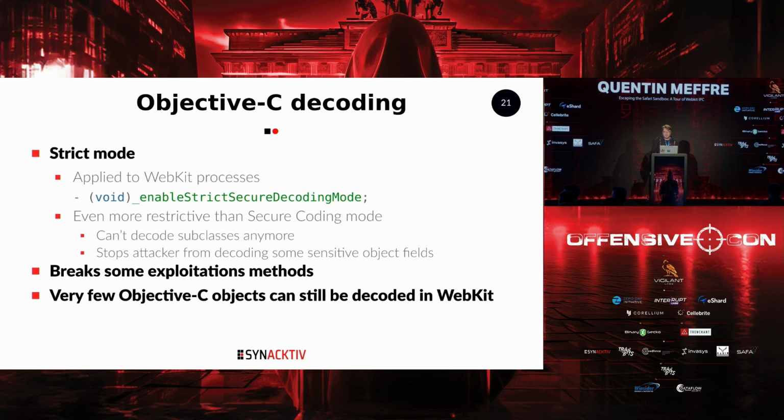This new mode is even more restrictive than the secure coding mode we saw previously, because now the decoder can't decode subclasses anymore, and this mode also stops attackers from decoding some sensitive fields of some objects. Well, with all those new protections, Apple breaks lots of exploitation methods related to the Objective-C decoding. And to conclude this part, it's also interesting to say that today in WebKit, very few Objective-C objects can still be decoded.